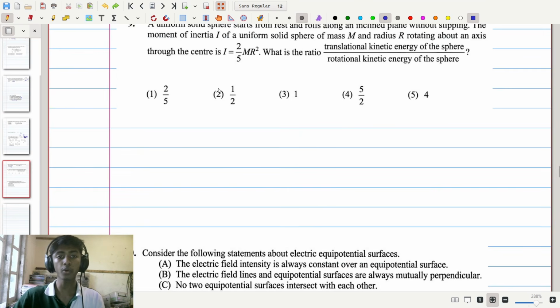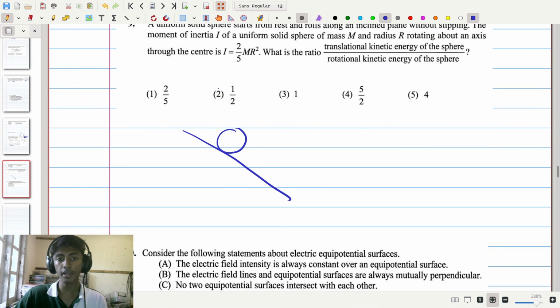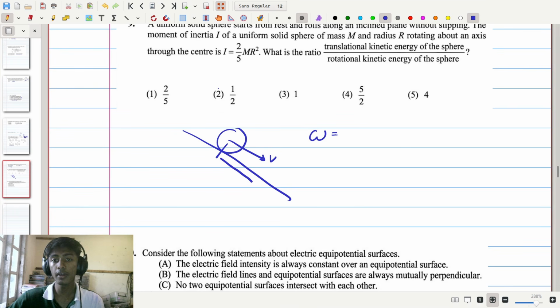Now let's consider a rolling sphere. If we have a rolling sphere like this that's rolling down an inclined plane, it's going to have velocity v. Now considering this velocity v, since it's not slipping, if it rotates a certain distance, the same distance will be rotated across the angle, and therefore if it has an angular velocity omega, omega will be equal to v divided by the radius. So we have this equation right here.